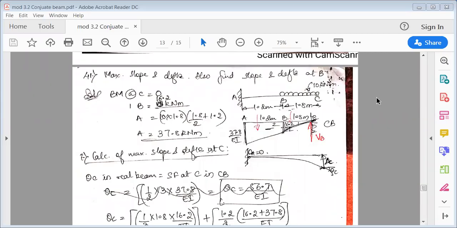Hello everyone. So let us continue the problems on cantilever beams using the conjugate beam method. So let us solve the different types of problems on cantilever beam.